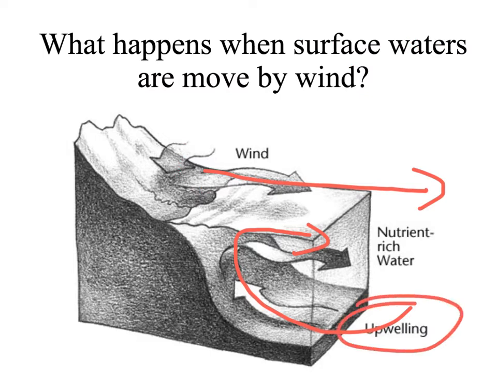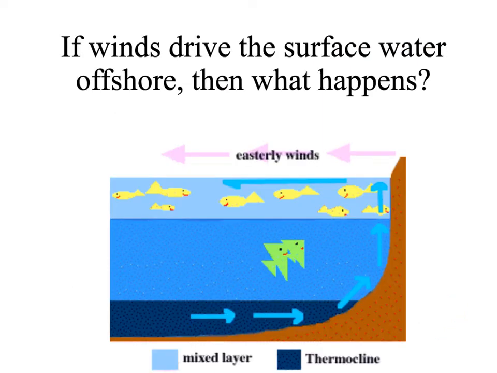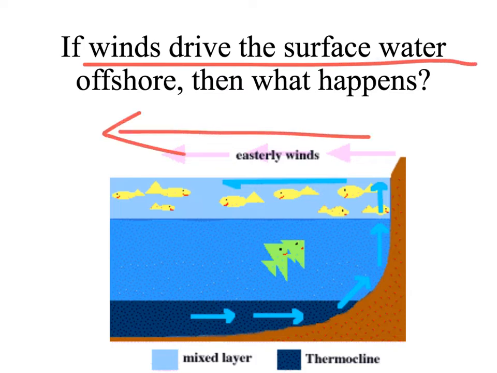And this brings nutrient-rich water, right? Nutrients that have fallen down here after decomposition are now brought back up to the surface. So this slide then asks that question: if wind drives the surface waters offshore, right, in this direction, what happens?